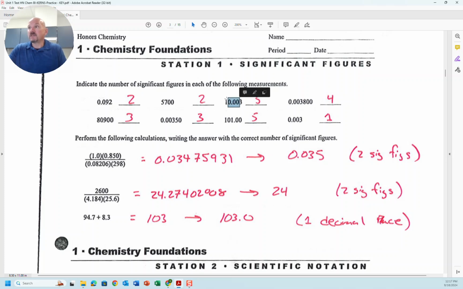These would be classified as captive zeros. Why? Because they're in between a 1 and a 3. So all of those zeros would be significant. And then you also have to include the 1 and the 3. So this number, as written, has 5 significant digits, okay?